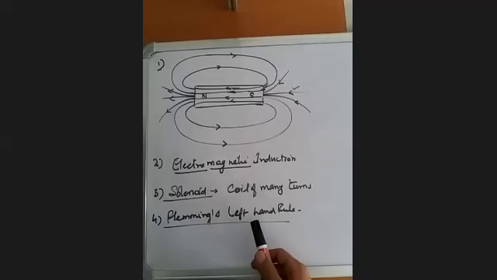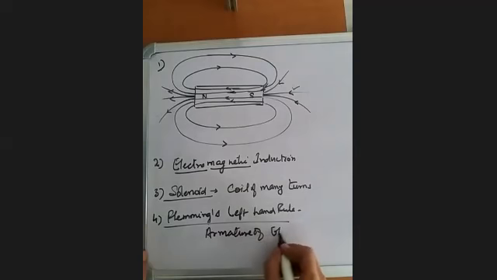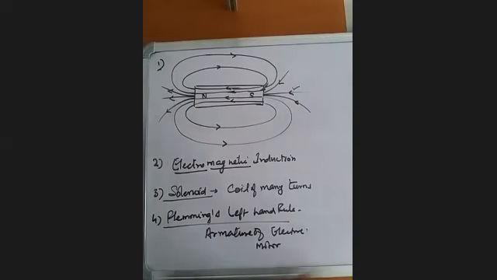Now what is the utility of this rule? We can use this rule to find out the direction of force acting on a current carrying conductor. And this is used in finding out the direction of motion of the armature of an electric motor. With this rule, we can find out in which direction the armature of the electric motor will start rotating. So that is your fourth question.